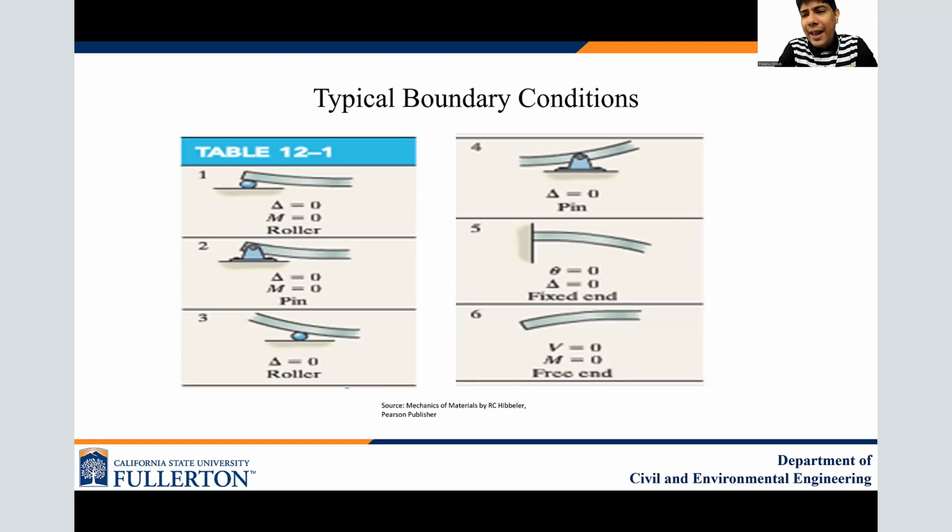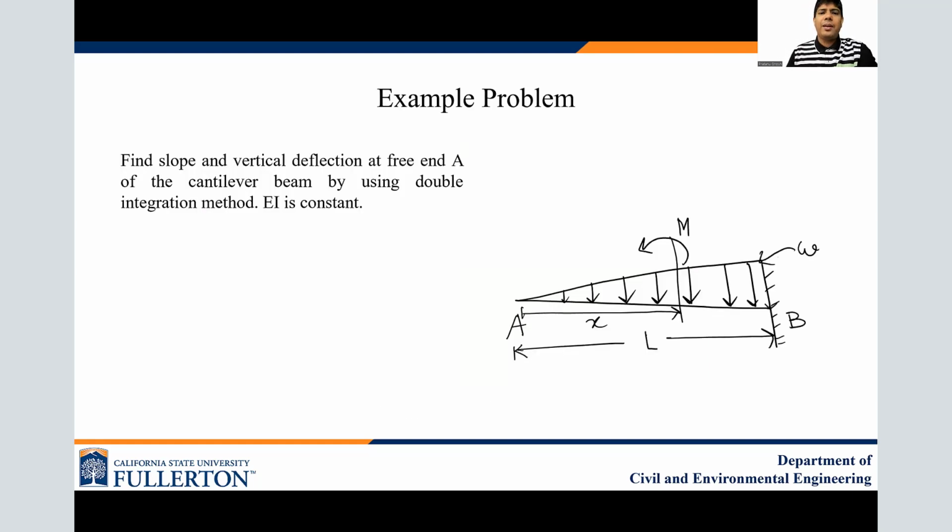So both slope and deflection are going to be 0. Whereas if you have a free end, the last one, that means it can deflect and it can rotate. That means we have no shear and no moment. That's why it can deflect and rotate easily. Now our aim is to solve this example problem, to find the slope and deflection at free end A of the cantilever beam using the double integration method. It has been mentioned that EI is constant, meaning the flexural rigidity is constant throughout the beam.